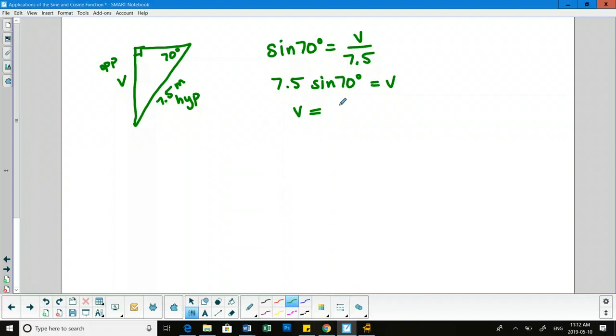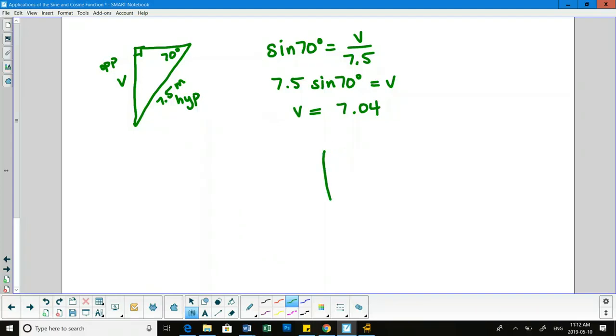Alex? That's 7.04. Okay. So this is actually the height from the middle to the bottom. I actually want the height from the ground.